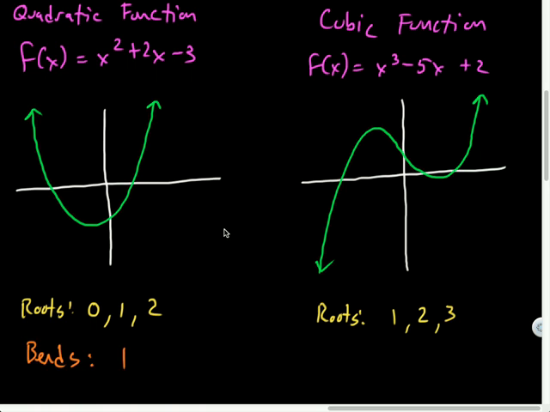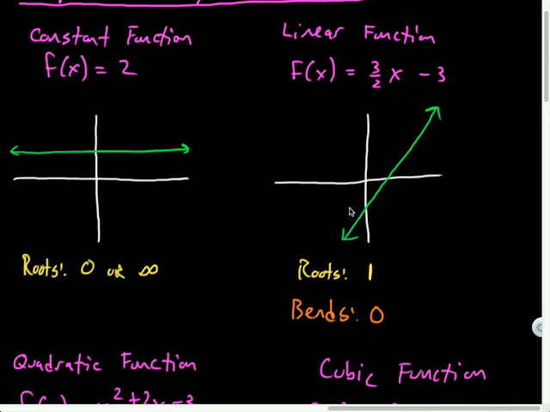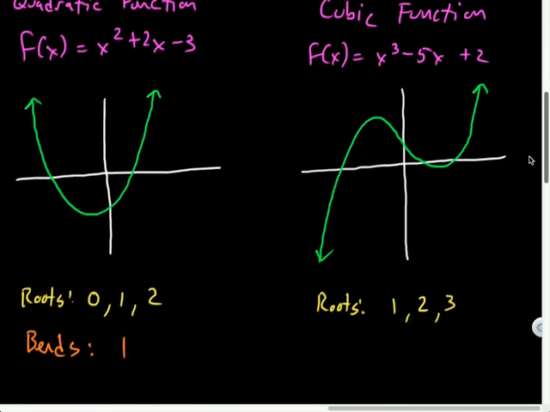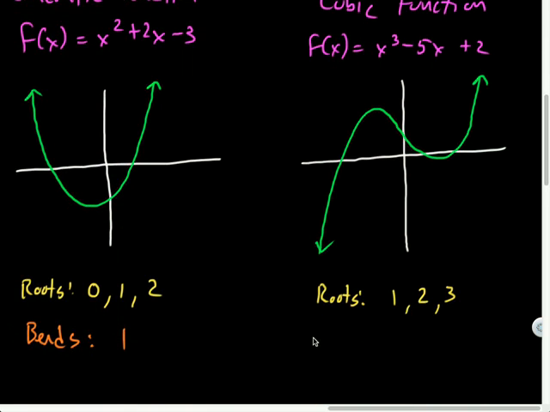And so what I'm referring to as a bend is where the graph changes direction, right? It was decreasing, and now it's increasing. For a linear function, the number of bends is 0, because it's just always increasing or always decreasing. It never changes. So let's see, how about for the cubic function?